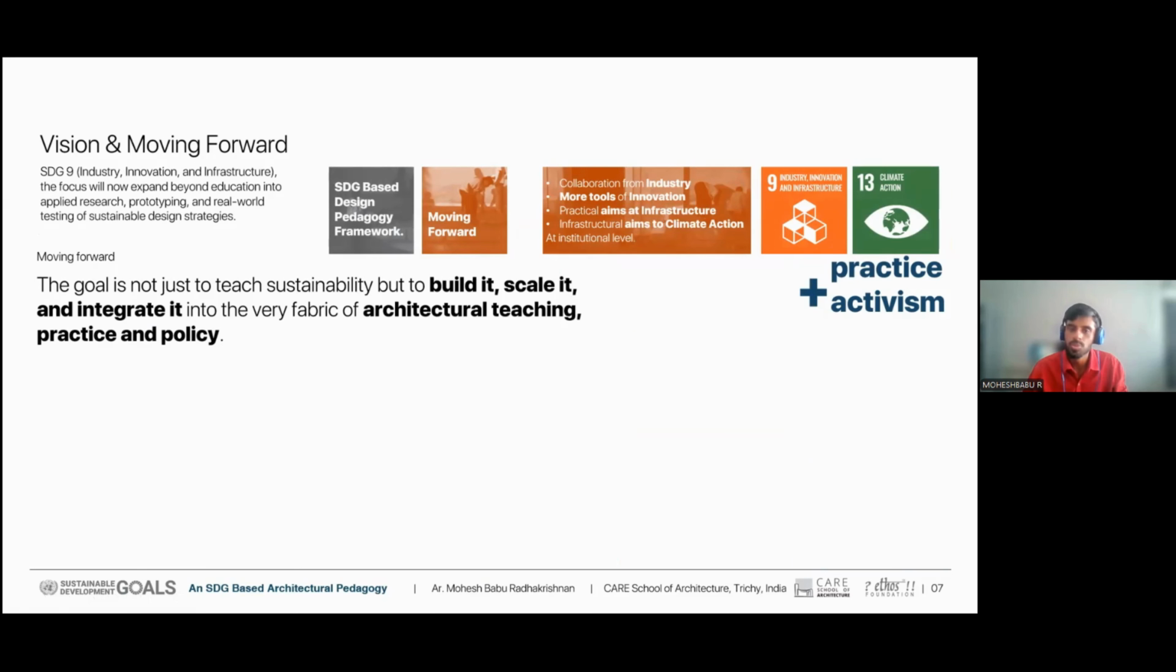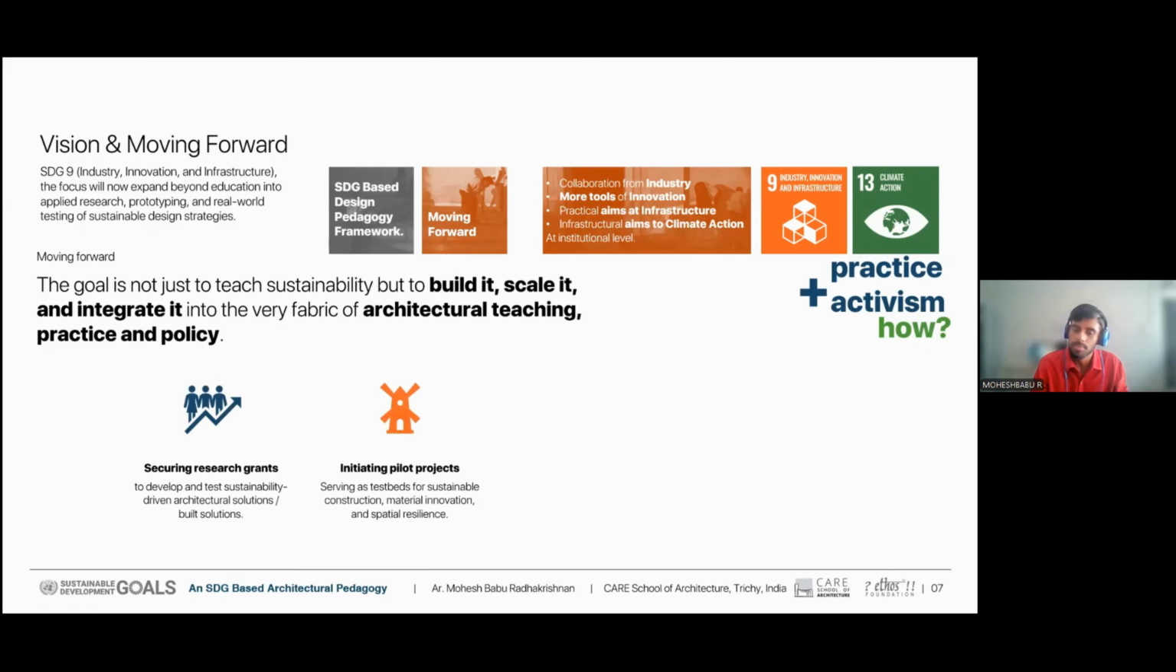That involves two more SDGs, which is Sustainable Development Goal number 9, which involves industry, innovation, and infrastructure, and finally, climate action. And if you ask me how, I plan to secure research grants to develop and test sustainability-driven build solutions, initiating pilot projects serving as test beds for sustainable construction, material innovation, and spatial resilience.